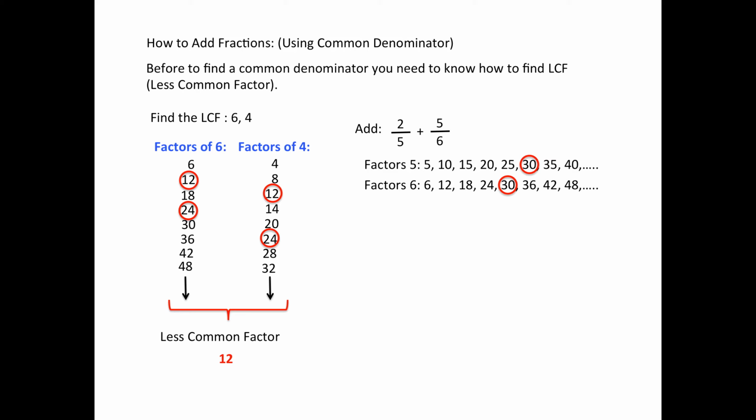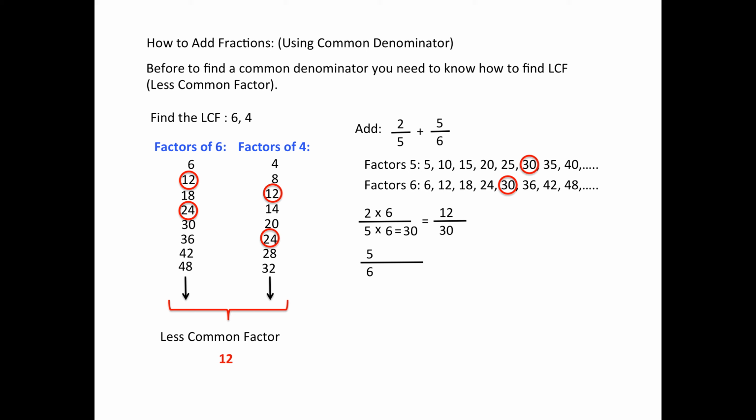Now, the intention is to write 30 in the denominator of 2 divided by 5. To write 30 in the denominator, you need to multiply by 6. If you multiply the denominator by 6, you need to multiply the numerator by 6. And 2 times 6 is 12, and 5 times 6 is 30. You do the same thing with 5 divided by 6.